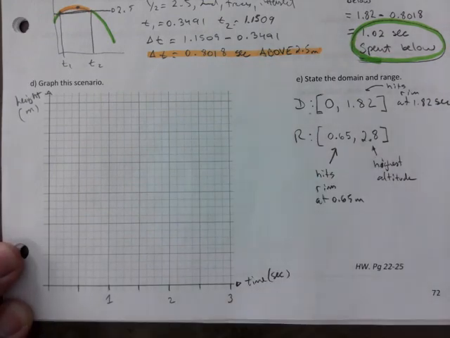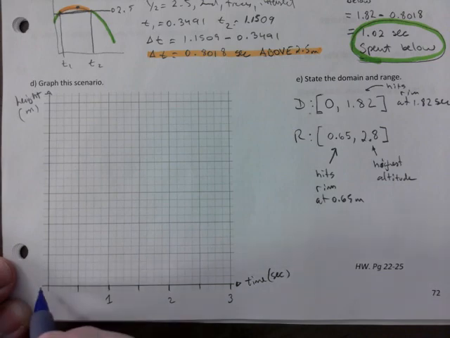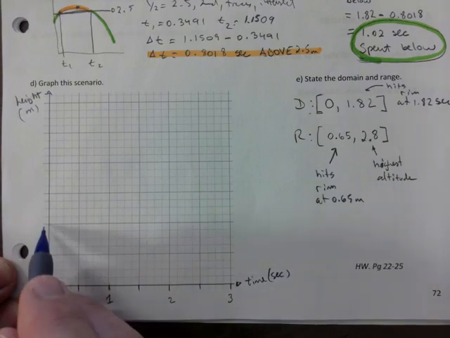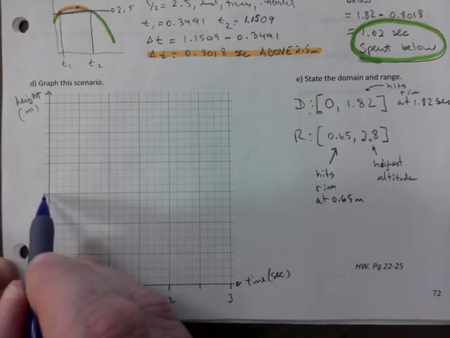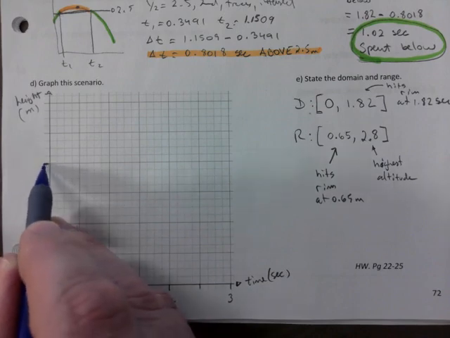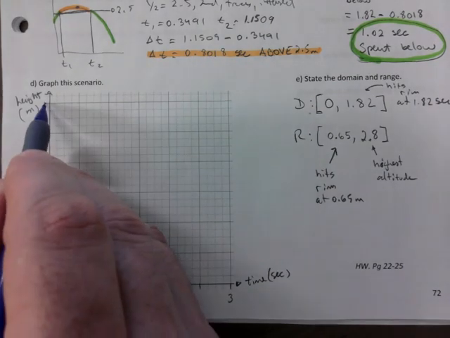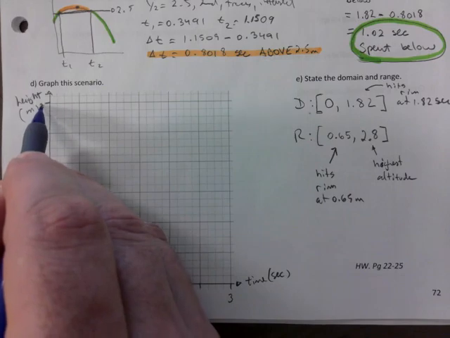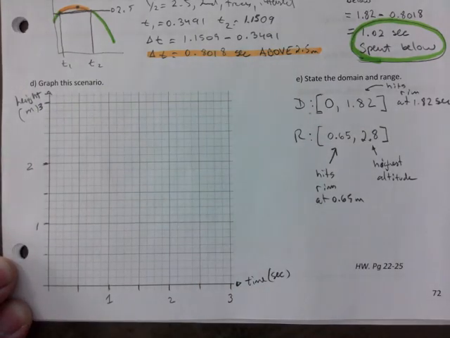And for my altitude, I need to go as high as 2.8. So I'll do the same actually. This is 0.5, 1, 1.5, 2, 2.5, and there's a 3 up there. Equally spaced out, we're good to go.